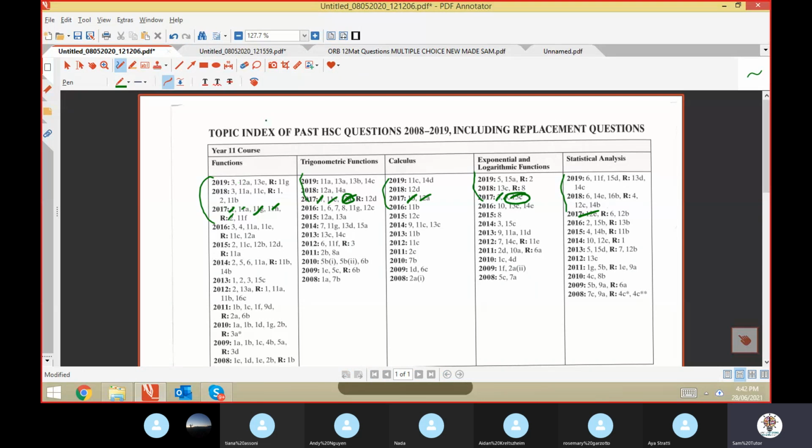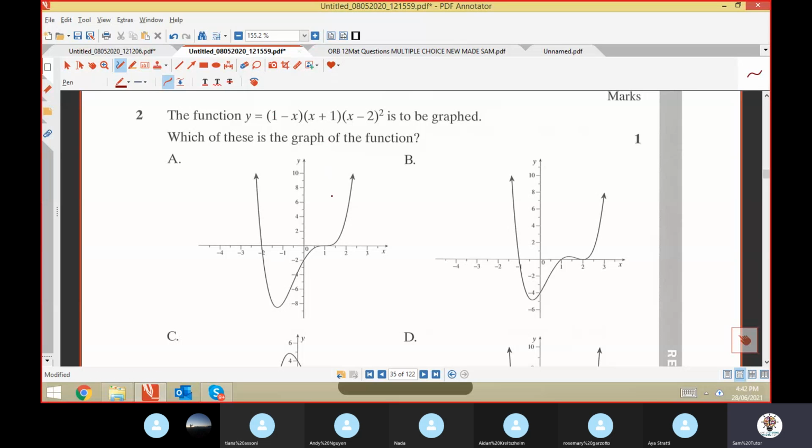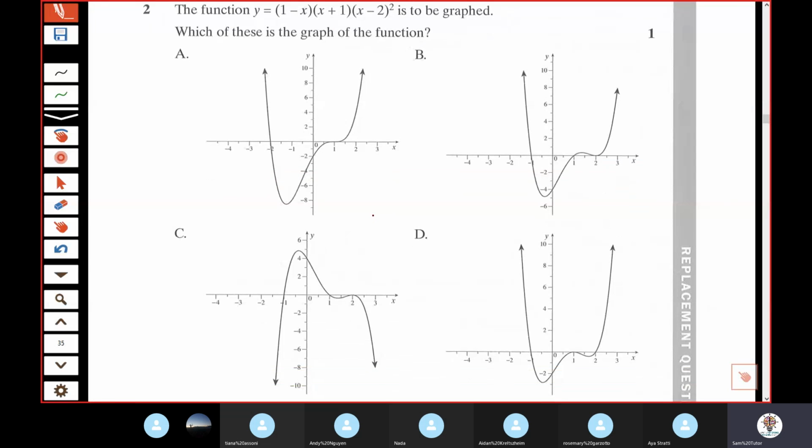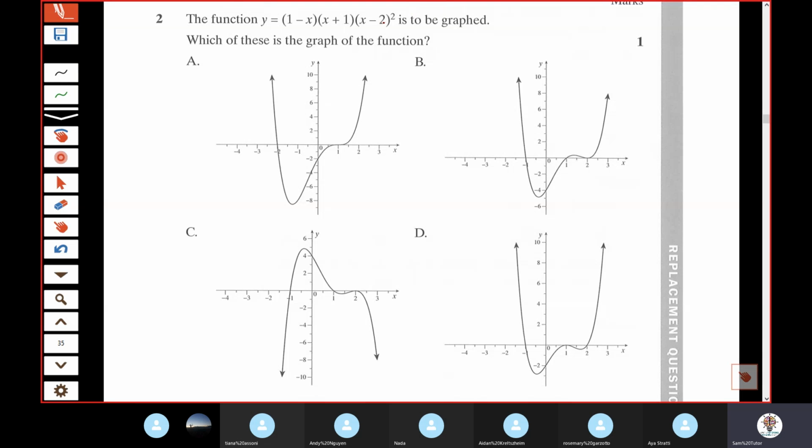Question 2. All right. Similar to what we just said with the double root. The function y equals (1 minus x)(x plus 1)(x minus 2) squared has 2 graphs. Which of these is the graph of the function? The first step for these questions was to have a look at the whole polynomial. So what's the power of the whole polynomial? The power is 2 plus 1 plus 1, so the power of the whole polynomial is 4.